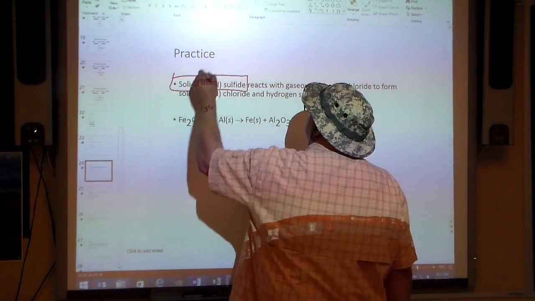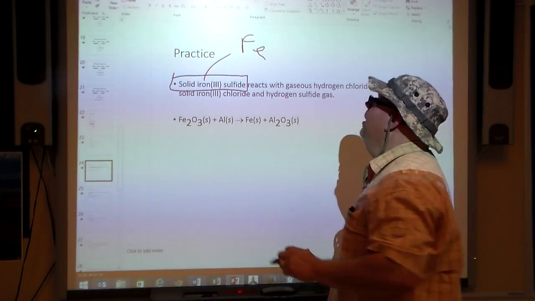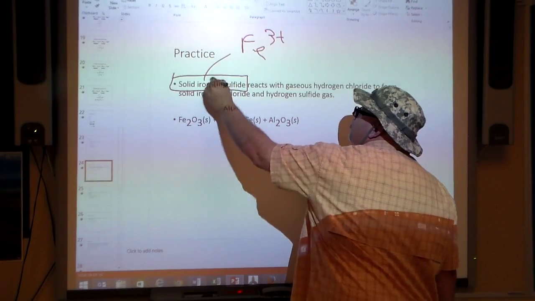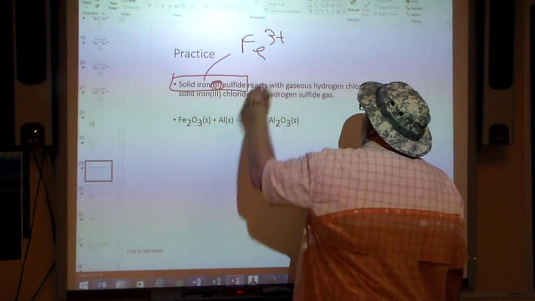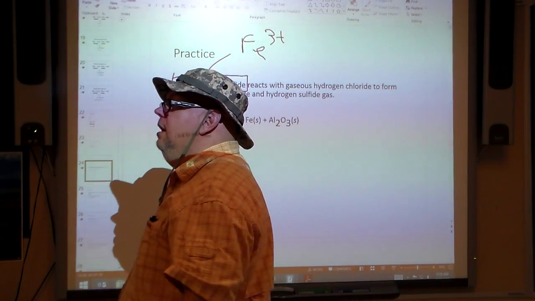You have an iron. So here is an Fe, and what kind of a charge does it have? It's a 3+ charge because of that Roman numeral. That's the clue that tells me this. Okay? And then there's sulfide. Well, wait a minute. What's the sulfide ion?